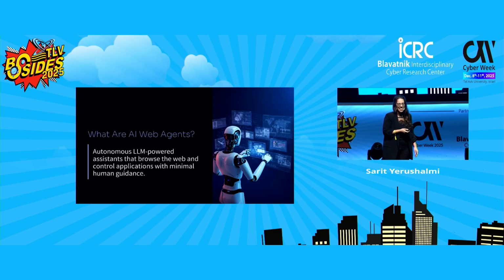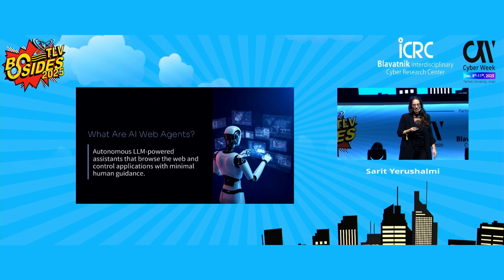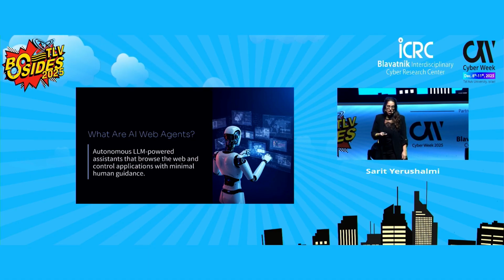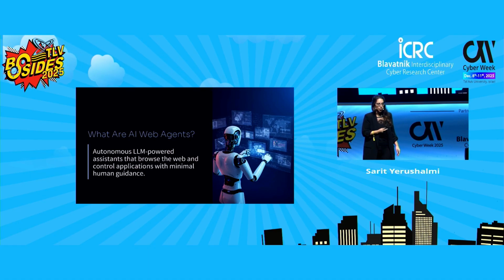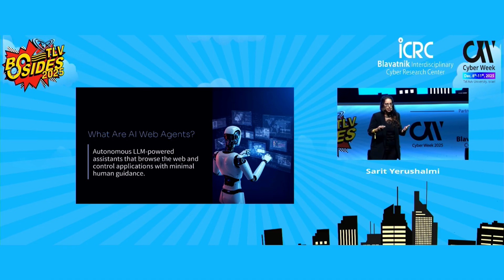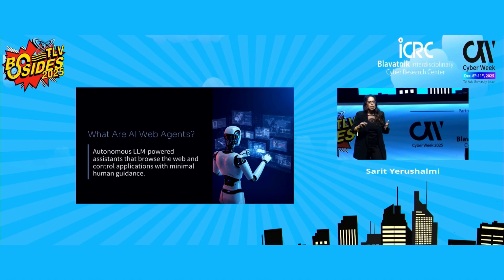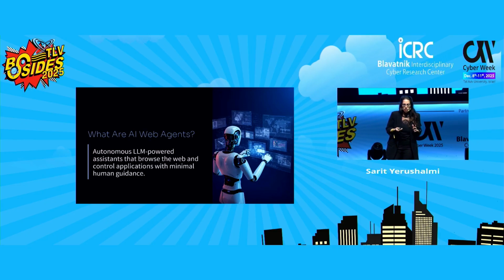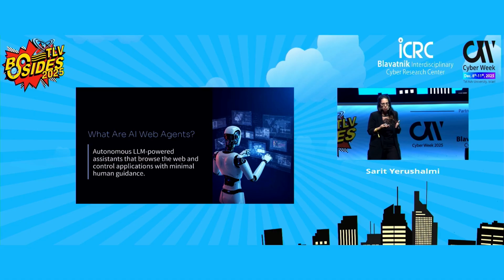OK, so AI web agents are autonomous LLM-powered assistants that operate inside the browser. They can open websites, understand and read what's on the screen, click on buttons, fill out forms, and scroll, actually acting like a human would, but completely on their own. In other words, we can say that they take the power of an AI agent and bring it straight into the browser.